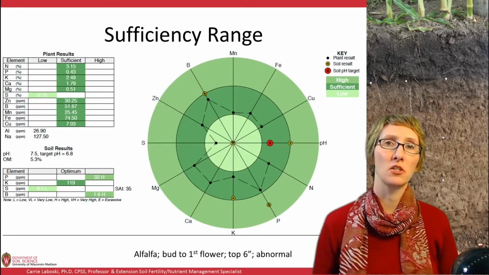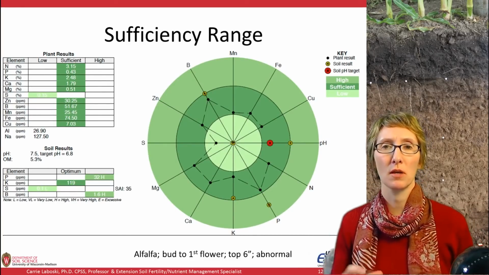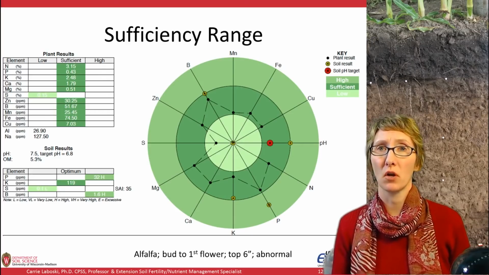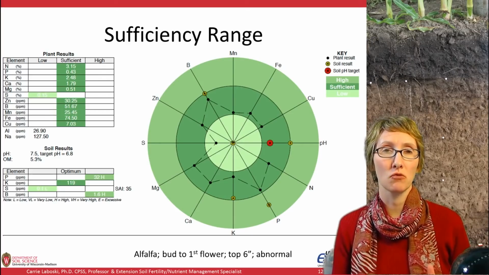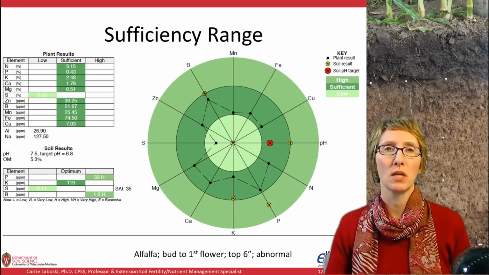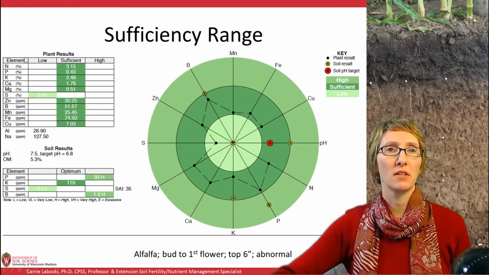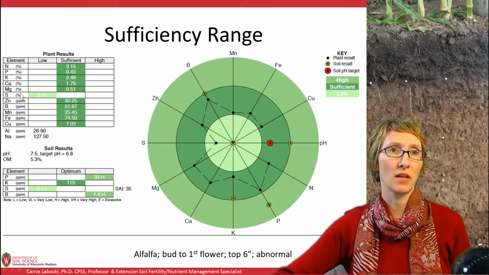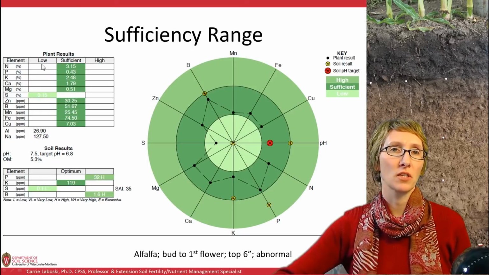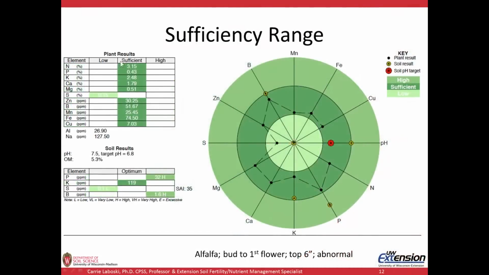So if we get into these sufficiency ranges, this is an example. This is a piece of one of our plant analysis reports from our UW labs. We have over here on the left the plant results. So we've got the element, and then whether it's considered low, sufficient, or high. And in this example, this alfalfa tissue sample was considered low in sulfur, sufficient in all other nutrients.